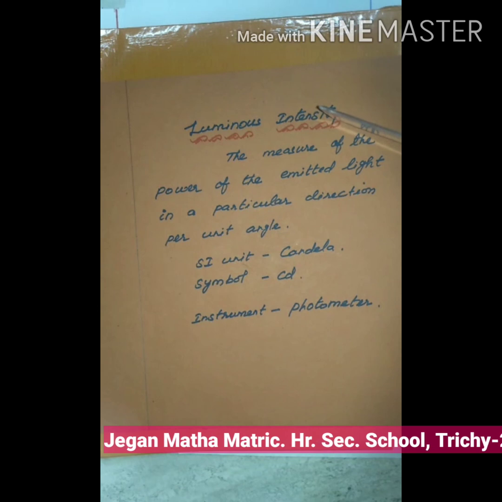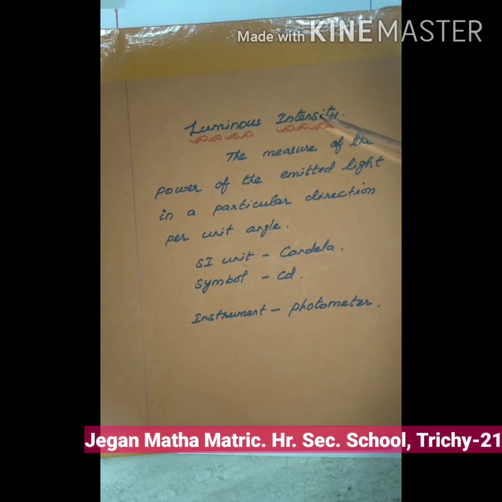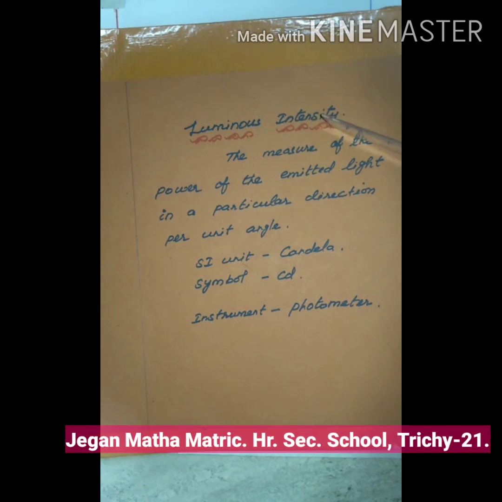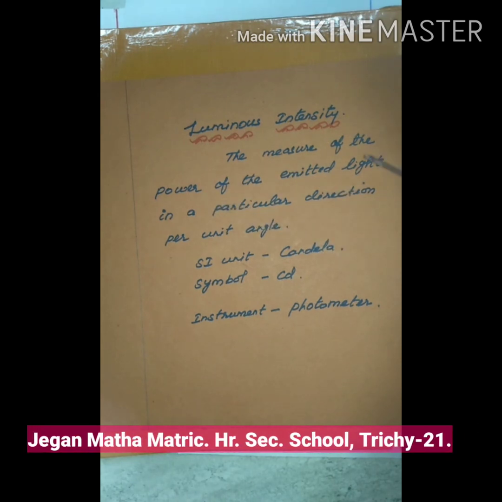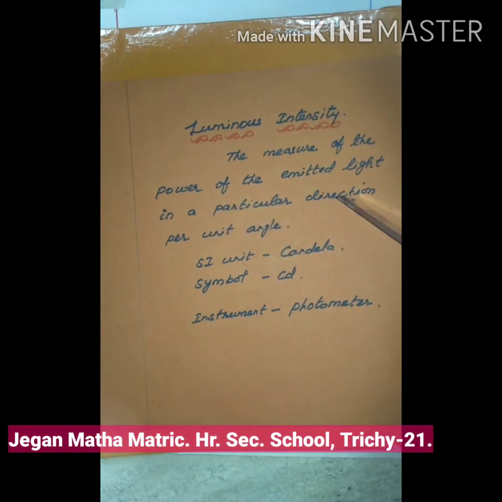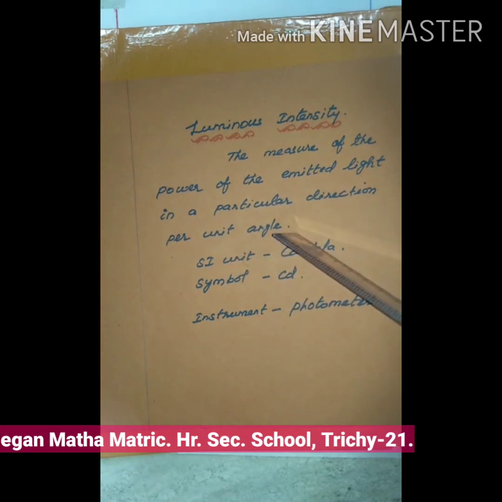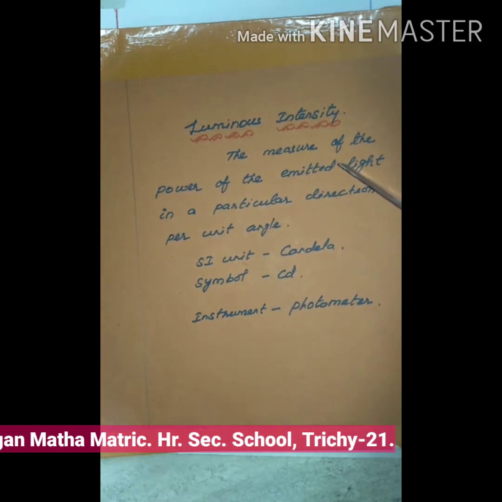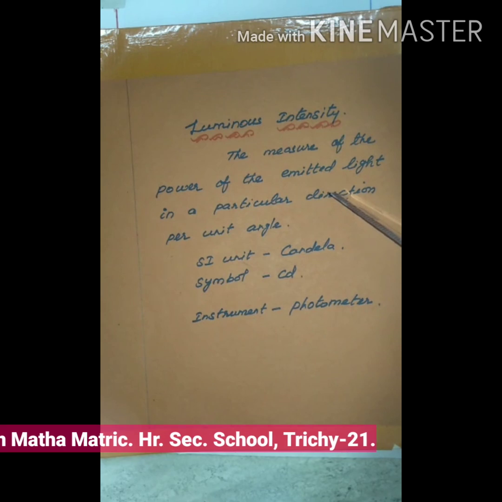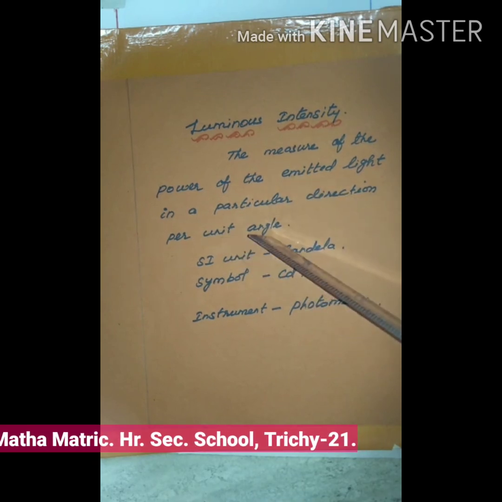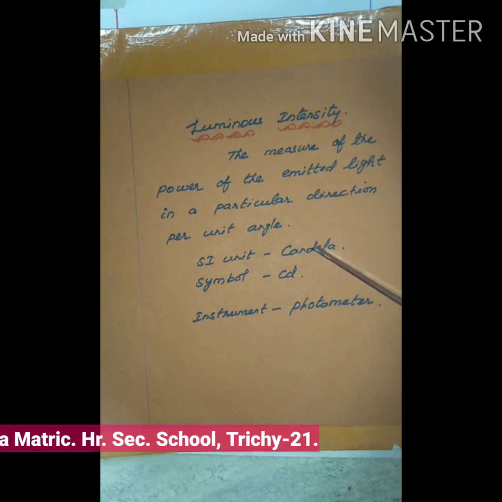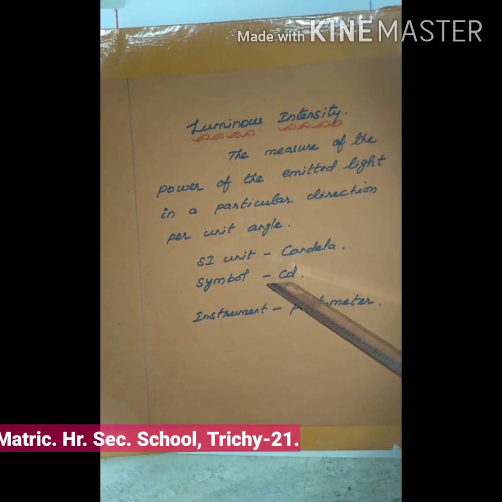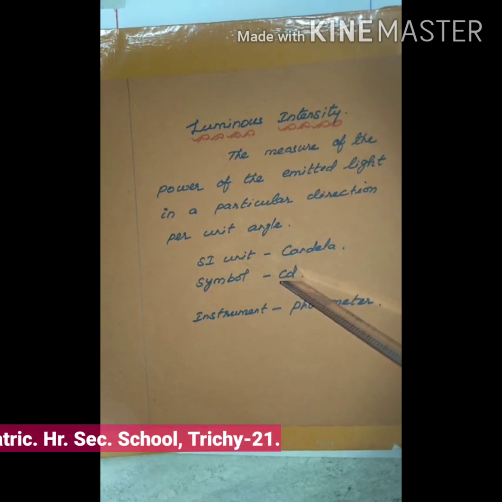Next we will move to luminous intensity. Luminous intensity measures the power of emitted light in a particular direction per unit angle. What is the unit of luminous intensity? Candela. Its symbol is small letters cd.